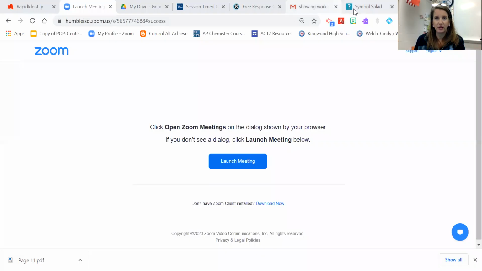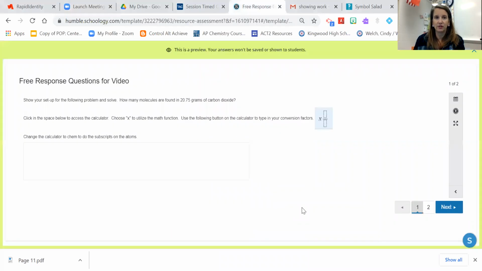Everybody, you have a quiz coming up this week on mole conversion. So I wanted to show you guys how to do all of the things on the Schoology in order to show your work on these mole conversion questions. So I'm going to share this preview and I'm going to share this assessment with you guys so you guys can actually practice doing these yourselves.